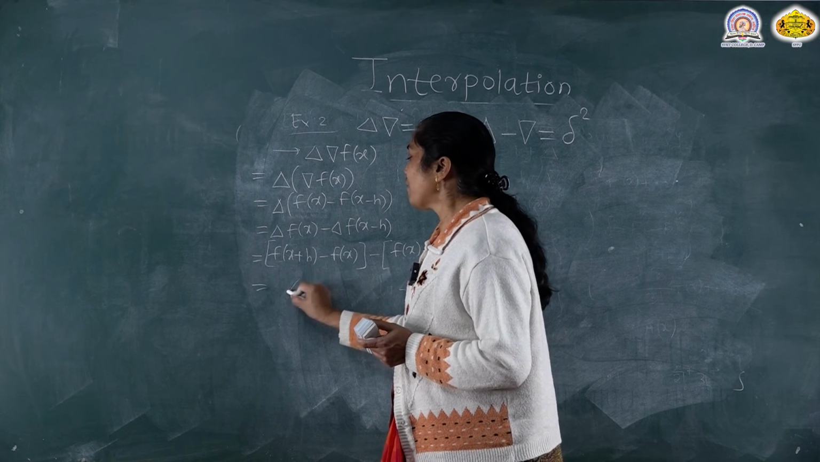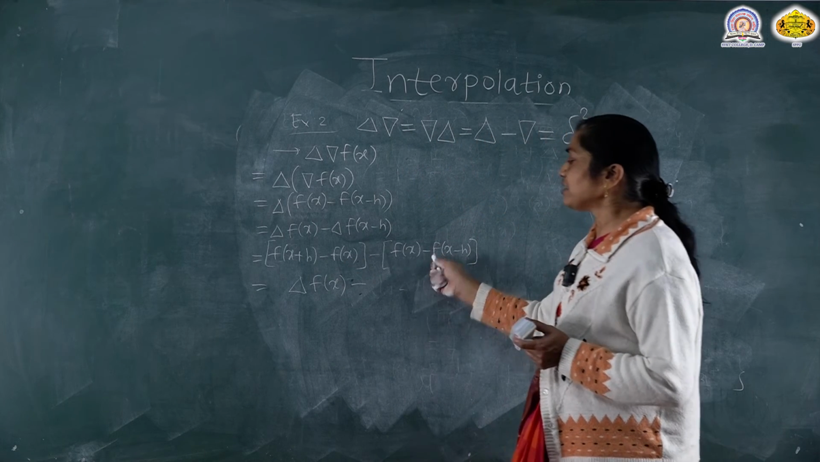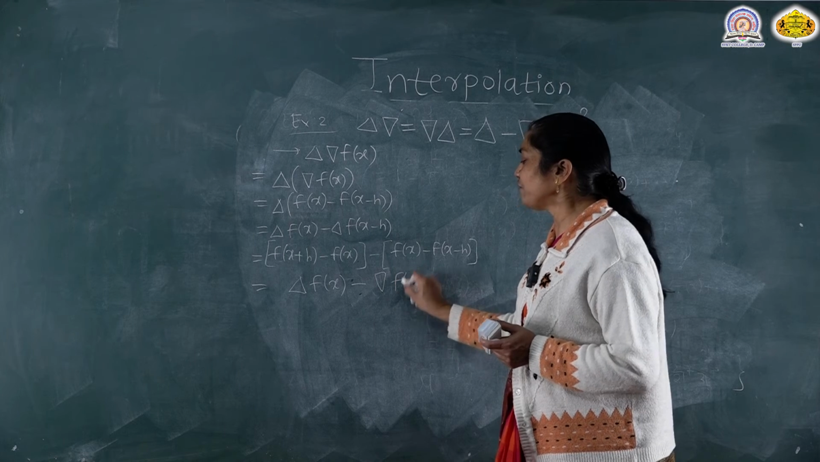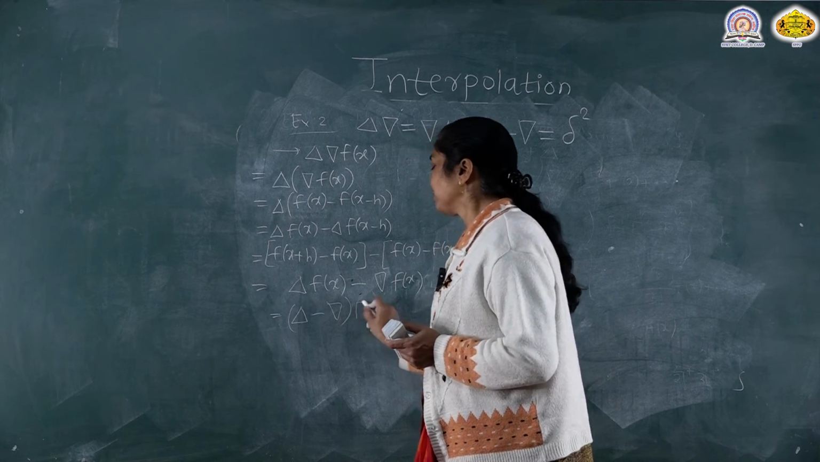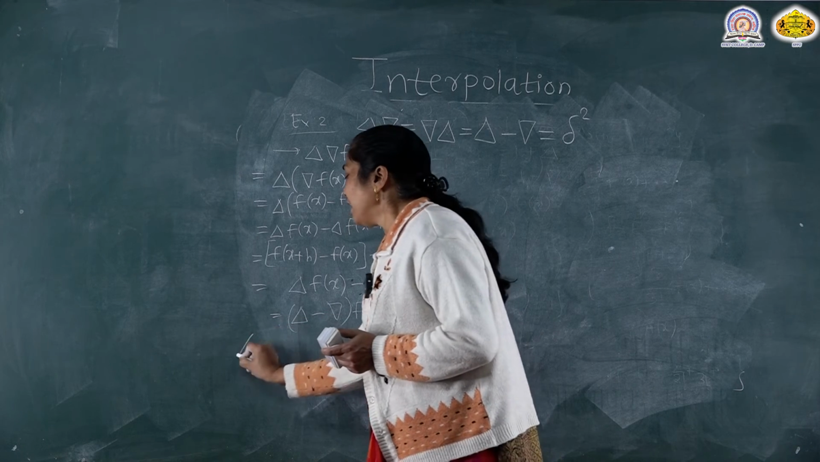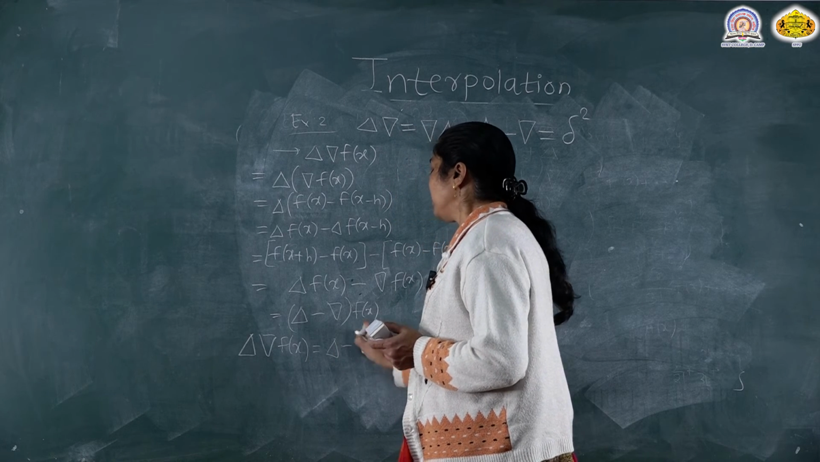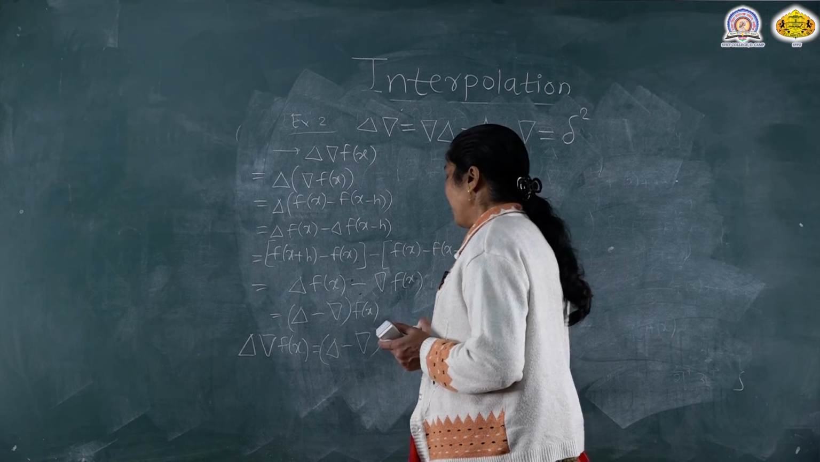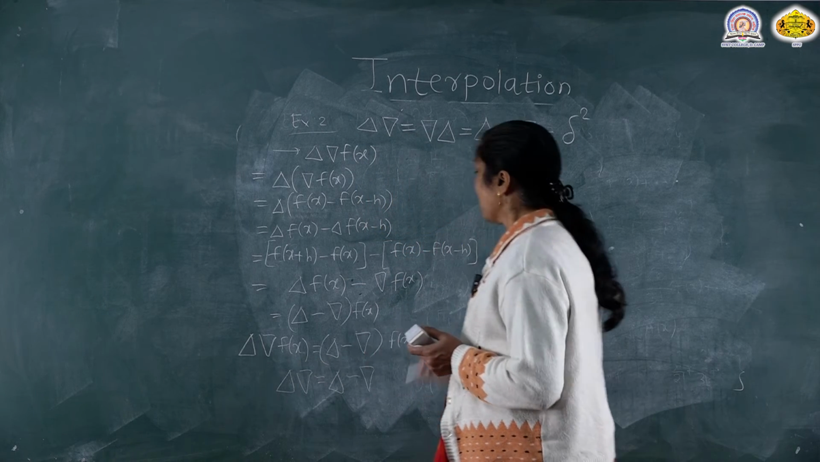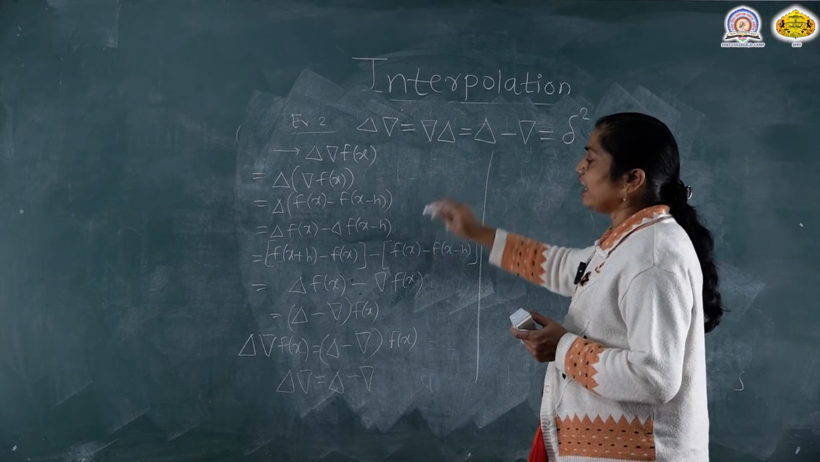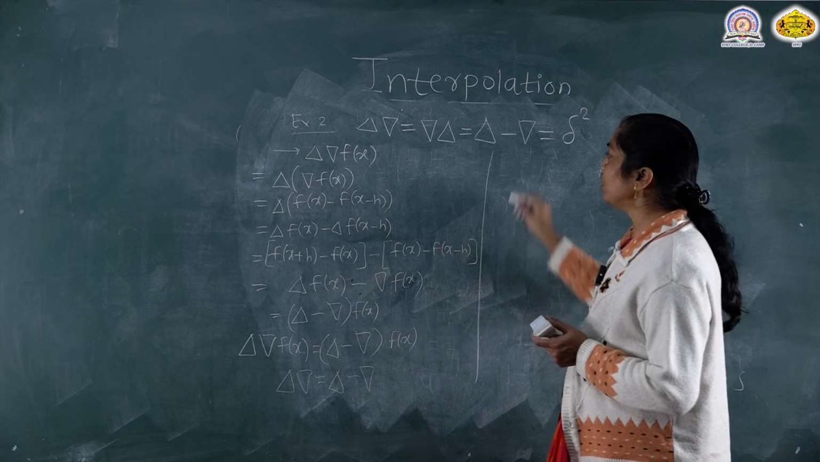Observe that this is the formula for Δf(x). The first bracket is the formula for Δf(x) and the second bracket is the formula for ∇f(x). So this is nothing but (Δ − ∇)f(x). Thus we get Δ∇f(x) is equal to (Δ − ∇)f(x), that is, Δ∇ is equal to Δ − ∇. Similarly, in the same manner we can show that ∇Δ is also equal to Δ − ∇.